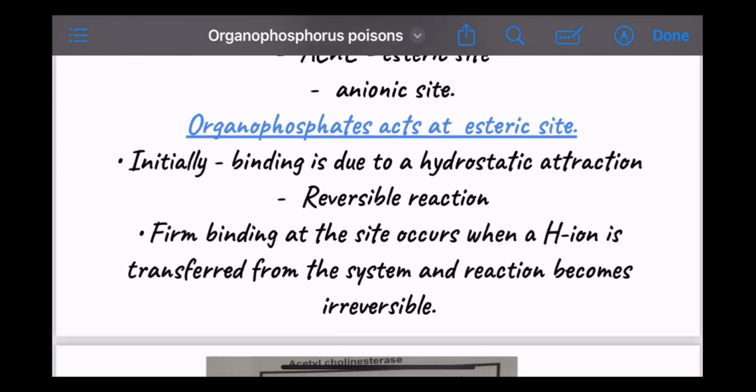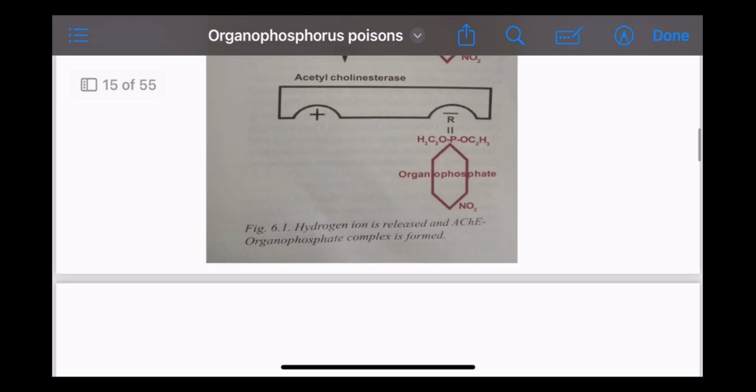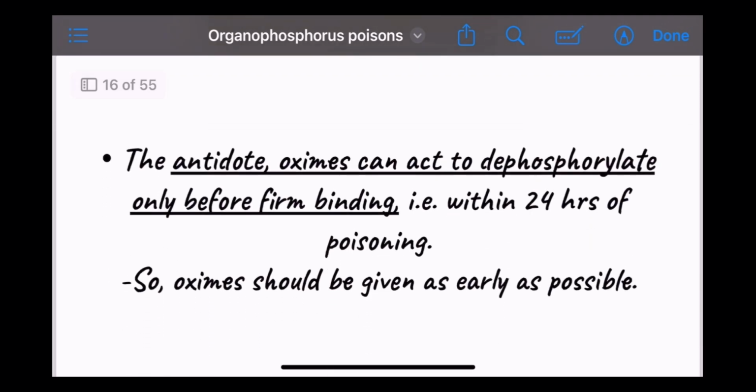Firm binding at the site occurs when the hydrogen ion is reversed from the system and the reaction becomes irreversible. This is the diagram, not so important. It was given in the textbook, that's why I mentioned it here. The antidote oximes can act to dephosphorylate only before firm binding.